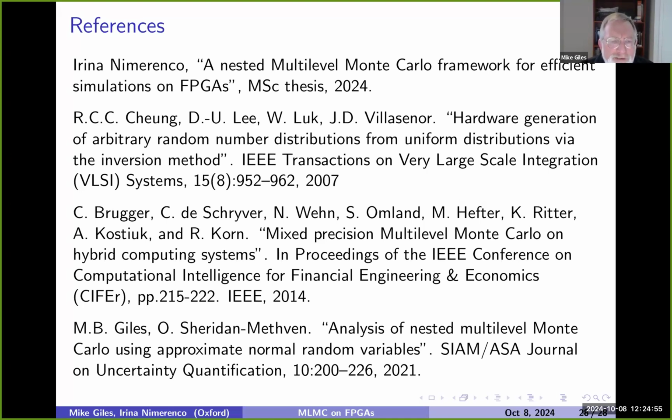The third one I haven't mentioned is some other work that's been done previously on multi-level on FPGAs, but there they were using uniformly high accuracy random number generation. And that really hit the computational savings that they were able to achieve. And then the fourth reference is some other work I've done with a previous PhD student developing analysis of the effect of using approximate normal random numbers within multi-level. Okay, so there I'll finish, and we've got some time for questions.